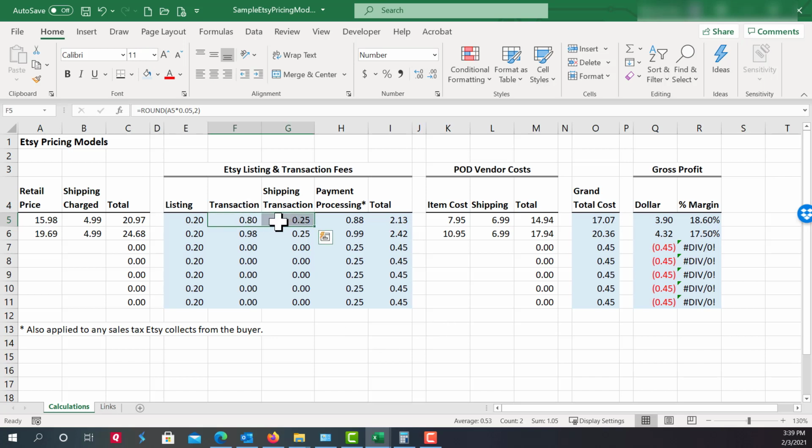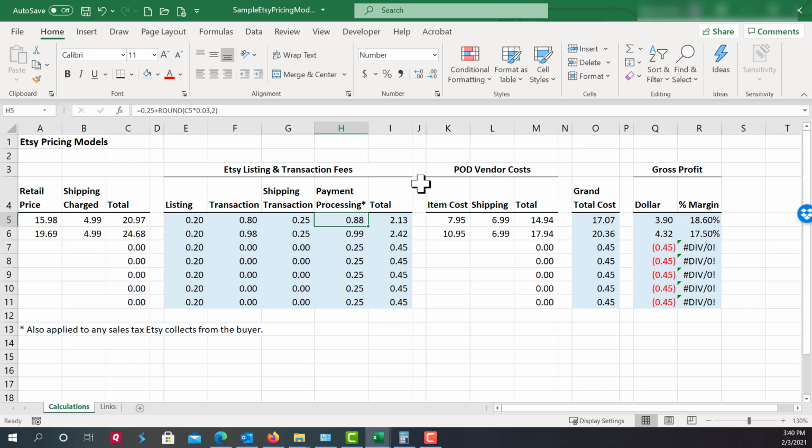Why they don't just add it together, I don't know. It could be that it's related to how certain jurisdictions need to see the information. But it's also helpful, I think, because you can see the component parts of it working independently of each other. Okay, the last major fee that I'm talking about here is the payment processing fee.